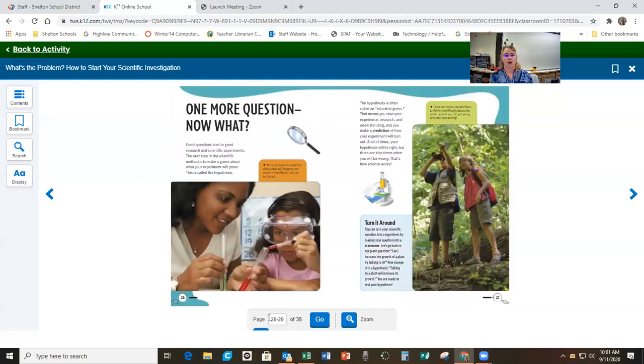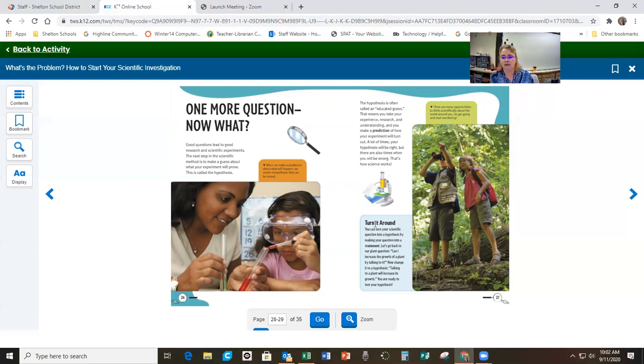Here we go. One more question. Now what? Good questions lead to good research and scientific experiments. The next step in the scientific method is to make a guess about what your experiment will prove. This is called the hypothesis. The hypothesis is often called an educated guess. That means you take your experience, research, and understanding, and you make a prediction of how your experiment will turn out. A lot of times your hypothesis will be right, but there are also times when you will be wrong. That's how science works.